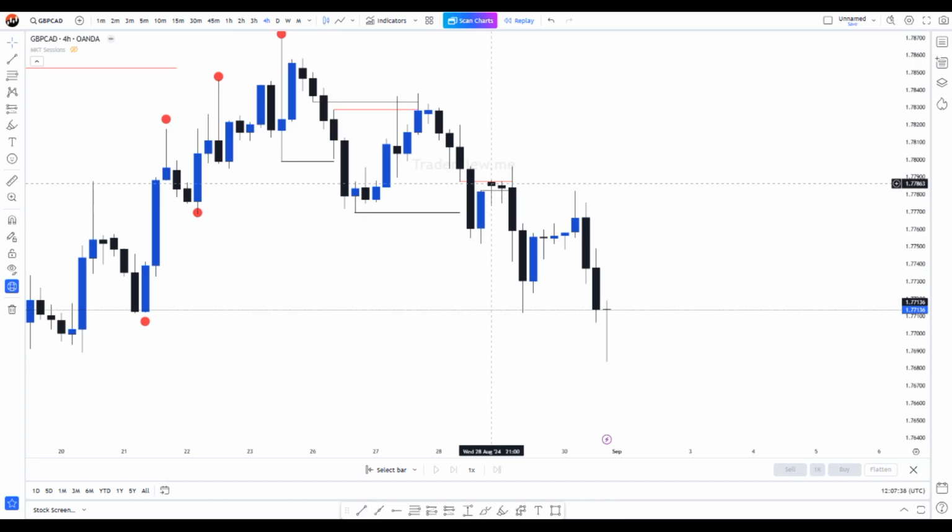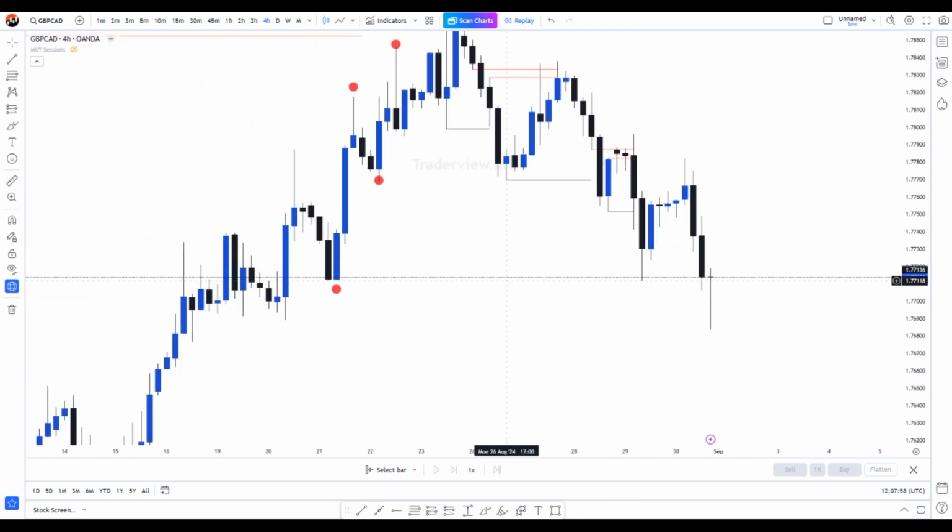Good. Now after filling the imbalance, we also had price taking out this particular low here, which we had right here. So we had price taking out this low, which is in black.